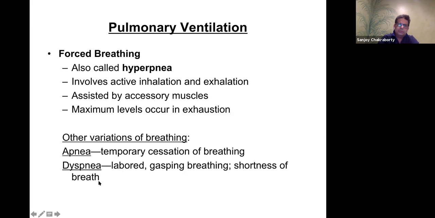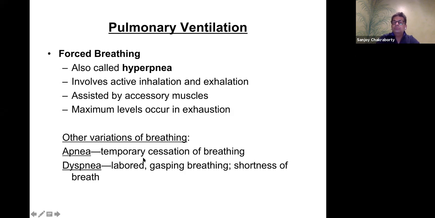Then I mentioned two different types of breathing because a lot of questions come about apnea and dyspnea. You don't need the mechanism here. These are the defects, or I would say these are the changes in homeostasis. For example, I'm sure you've heard the word sleep apnea. Apnea means cessation of breathing. So during sleep, some people have that, where the breathing ceases for a little bit of time.